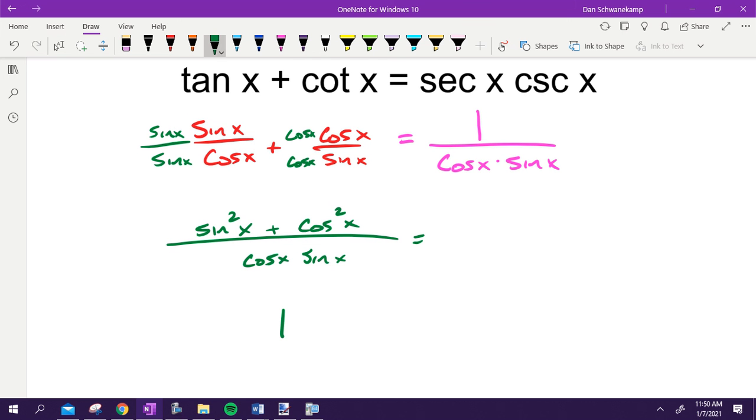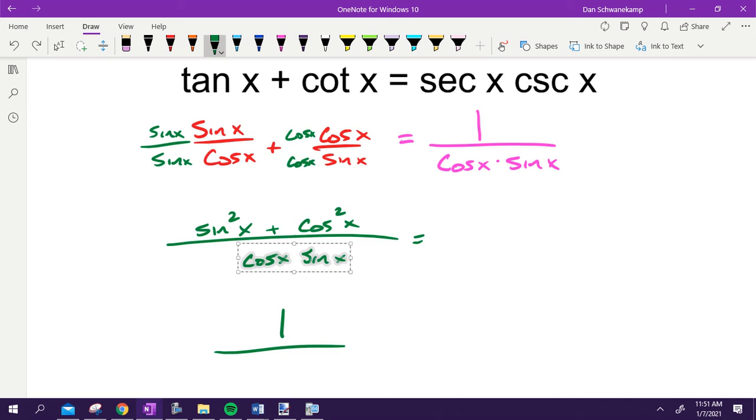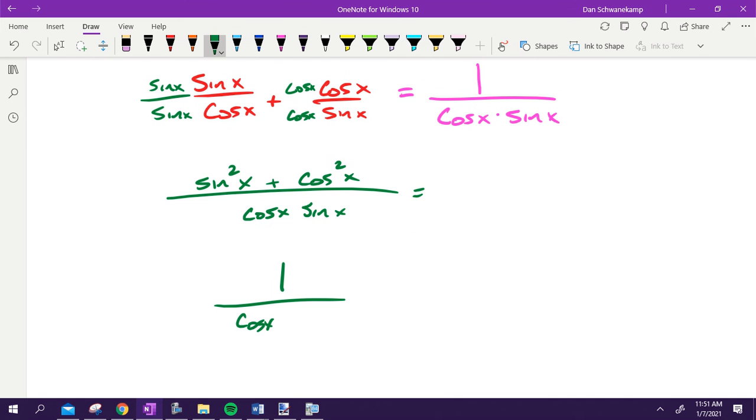Pythagorean identity. That is 1 over that guy. Oh no, that was a terrible idea. I was trying to super cheat and it was terrible. Cosine x, sine x. And that's going to be equal to, yeah, what we want it to be. 1 over cosine x, sine x. Done. Questions on that one?